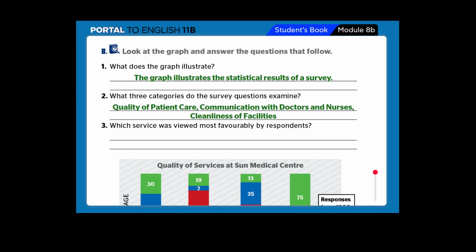Question number 3. Which services was viewed most favorably by respondents? I think it's in the 4th bar where respondents give 75% as an excellent quality for, yes, cleanliness of facilities.